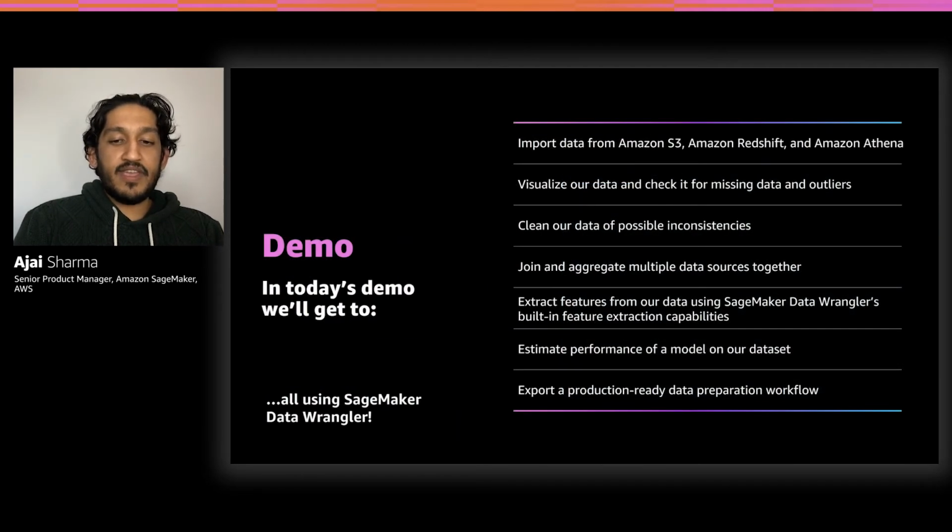Now it's time to take Data Wrangler for a spin and show you what it can do. In the following demo, we're going to be real life data scientists and use Data Wrangler to solve a data science problem. We're going to show you how you can use Data Wrangler to import data from S3, Athena, and Redshift. We'll show you how you can explore it and visualize it, and we'll show you a few data cleaning steps to join data sources together and start extracting features. We'll use Data Wrangler to get a ballpark estimate on a model, and finally, we'll export everything we've done to production.